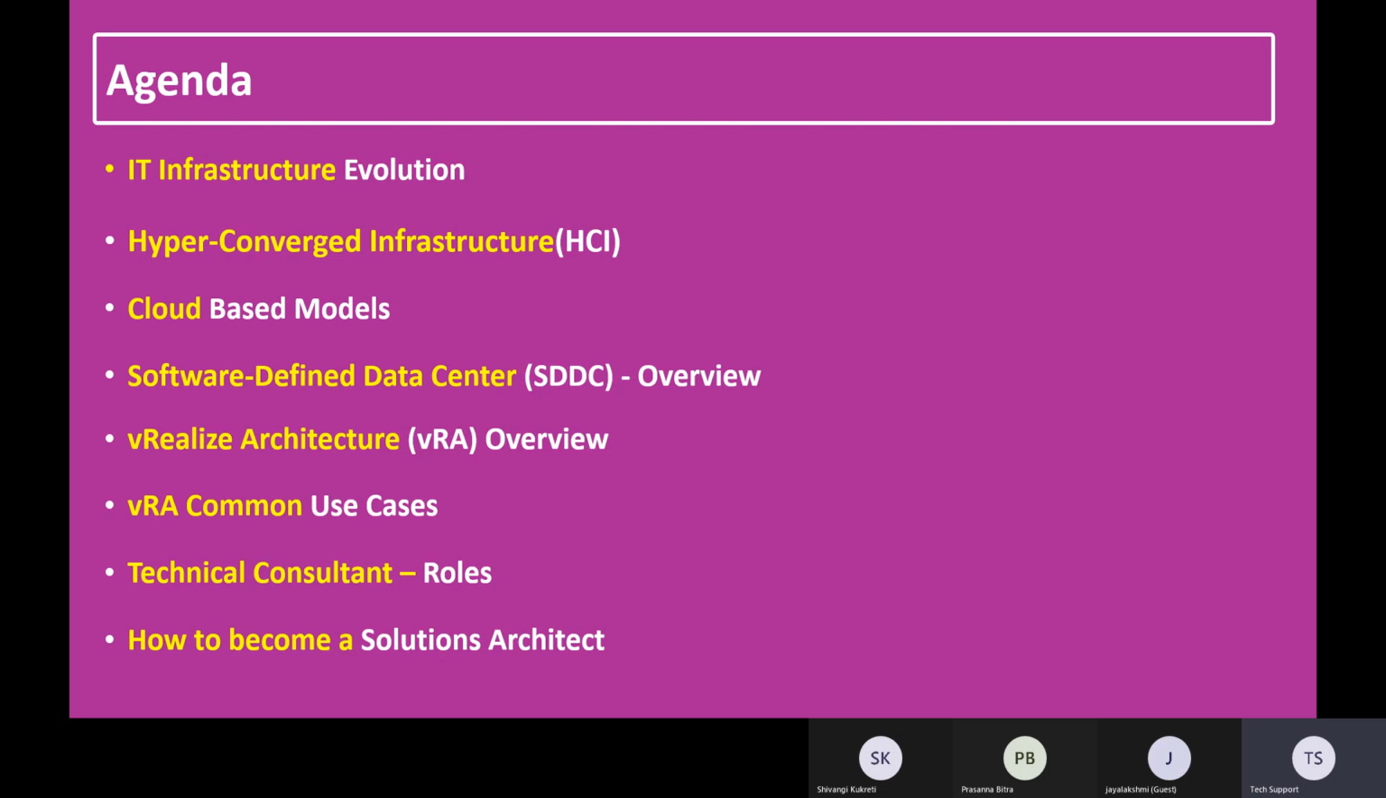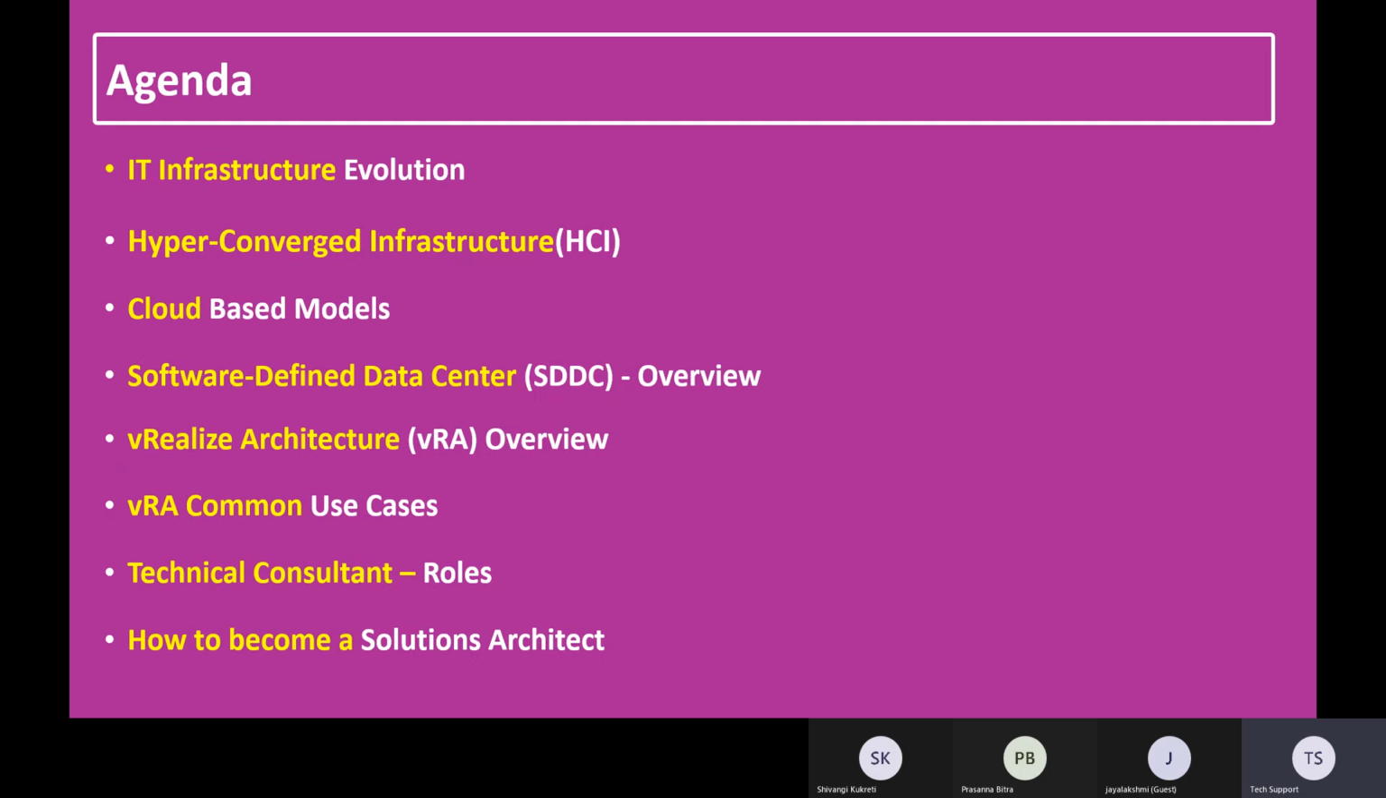And once we're familiar with HCI, we'll start with the cloud-based models. There are multiple clouds like private cloud, public cloud, hybrid cloud, and multi-cloud. How all these cloud-based models work, I will give you the basic overview today. And also the software defined data center. Software defined data center, hope we are familiar with this word. In our previous sessions we discussed SDDC, and today I will again recall the SDDC overview.